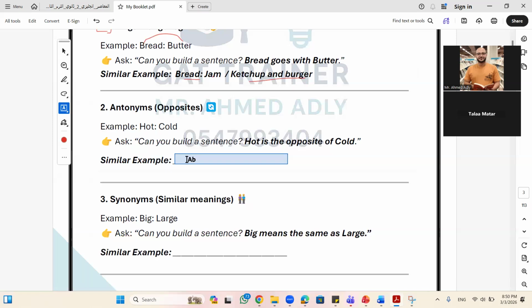Can you give me an example of antonyms? Morning and night. Perfect. Morning and night. Good job. Morning and night. This is number two.